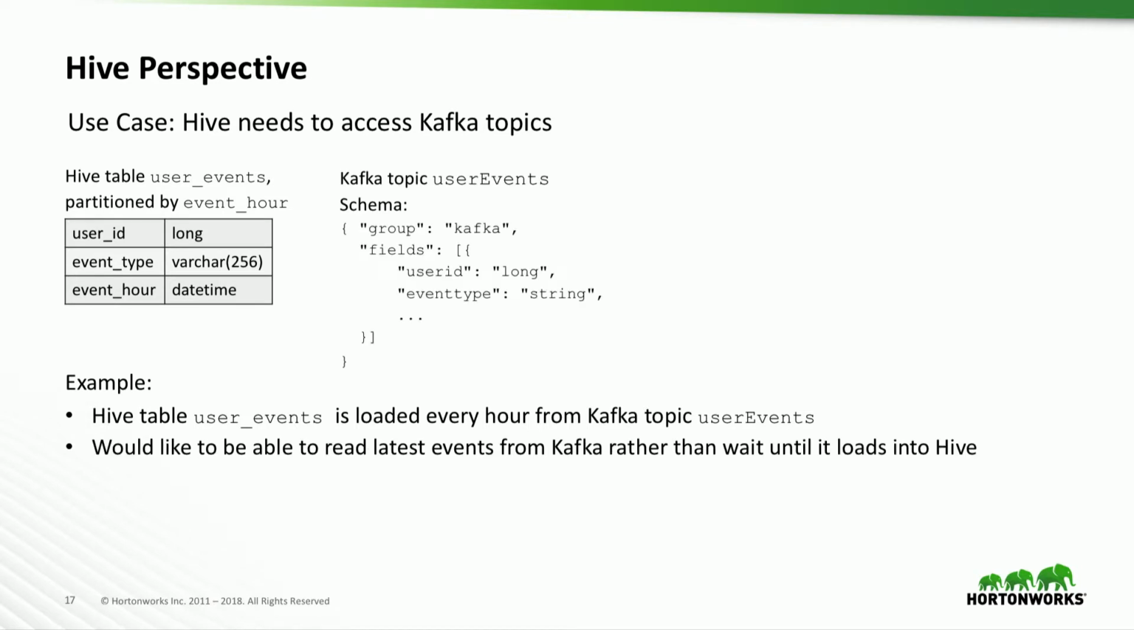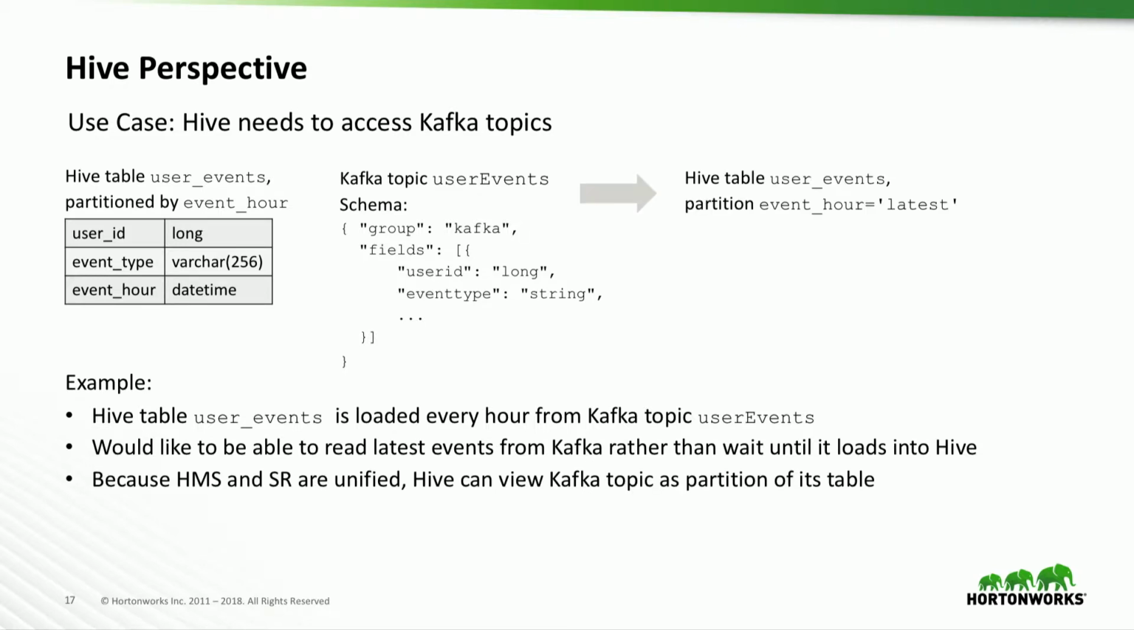If that Kafka topic is viewable by Hive as if it were part of the Hive table, not a Hive table itself, but a partition in a Hive table, then you would be able to read that data as part of your Hive query. Hive sees that as if it's just the partition marked latest in your user events table. And then when you run a query, if you select the last 24 hours, that is defined as part of your table, and you're able to see everything that's going on in that Hive query.